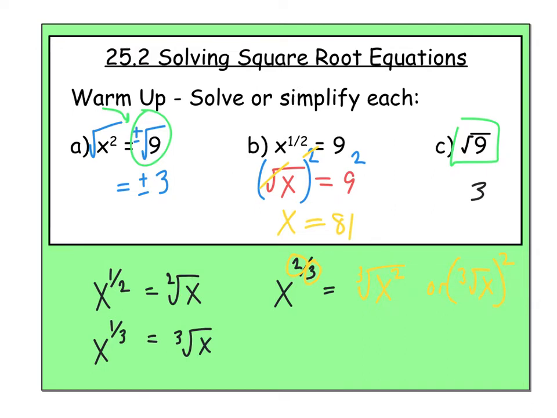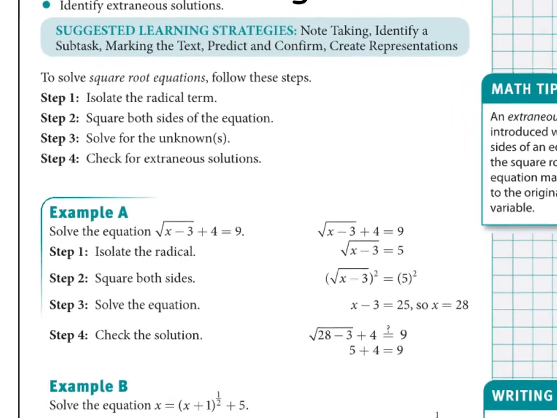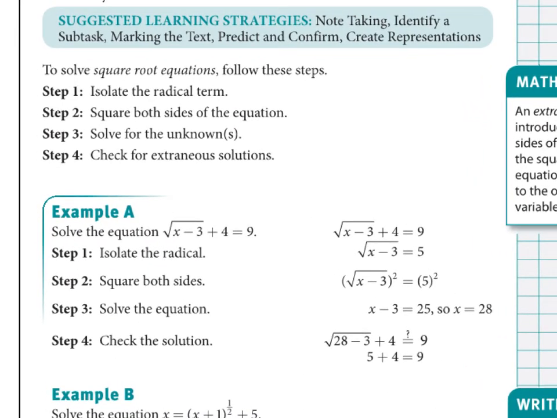So let's look at a couple other examples where we're solving a square root equation. Here's an example in the text on page 391, and they walk through some steps. Let's run through it, and then we'll do a few on our own. The process is very much like solving a regular standard equation. You want to get the variable by itself. But in this one, the variable is going to be underneath the square root symbol or radical. So you want to get that by itself first. Then you square both sides, like we saw in the warm-up.